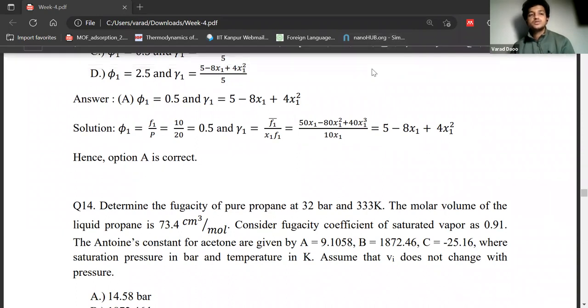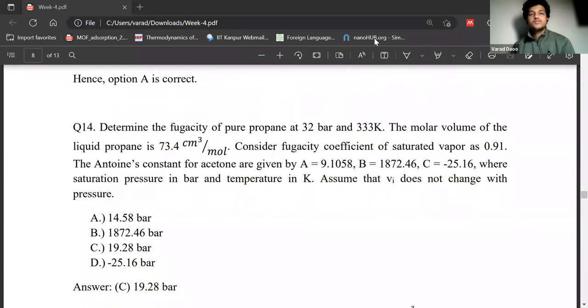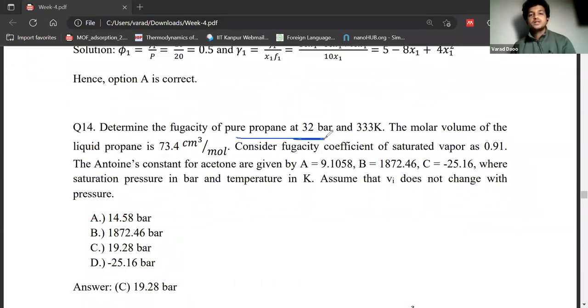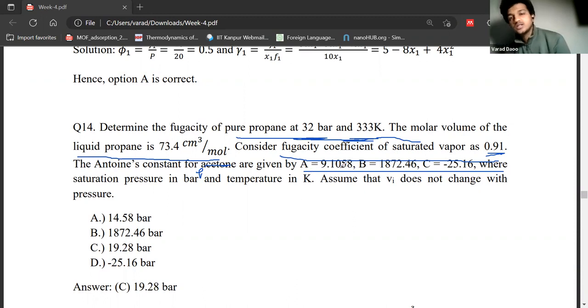This is the next question. Determine the fugacity of pure propane at 32 bar and 333 Kelvin. The molar volume of liquid propane has been given, and we are asked to consider the fugacity coefficient of saturated vapor as 0.91, and the Antoine constants for propane are given as this. I think this is not acetone, this is propane only. The saturation pressure is in bar and temperature in Kelvin. Assume VL does not change with pressure.